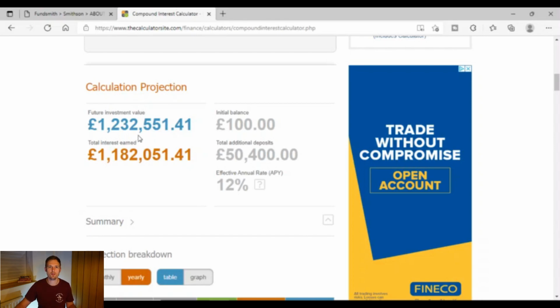Calling £32,500 change is a bit silly, but you'll have over 1.2 million pounds. And all you've done there is simply change what you've invested in, nothing else. You've still put the exact same amount of money in each and every month.